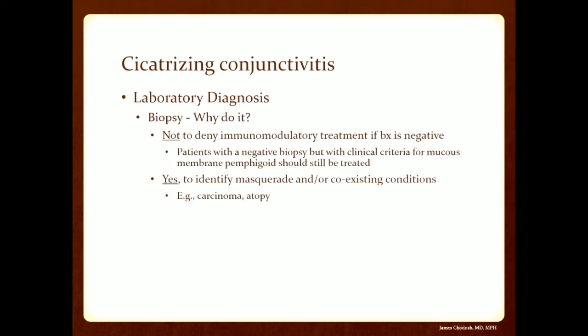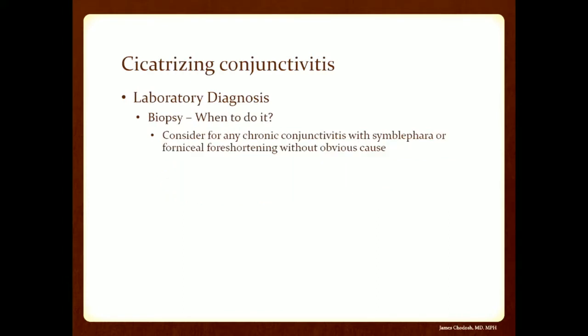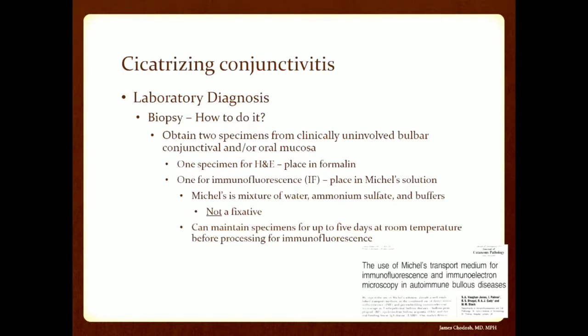That's why it's important to do a biopsy, okay? Now, when to do it? Any chronic conjunctivitis, when you see foreshortening or symblepharon and you don't have an obvious cause for those conditions, you don't have a history of SJS, a history of burn, a history of EKC, okay? So this is important.